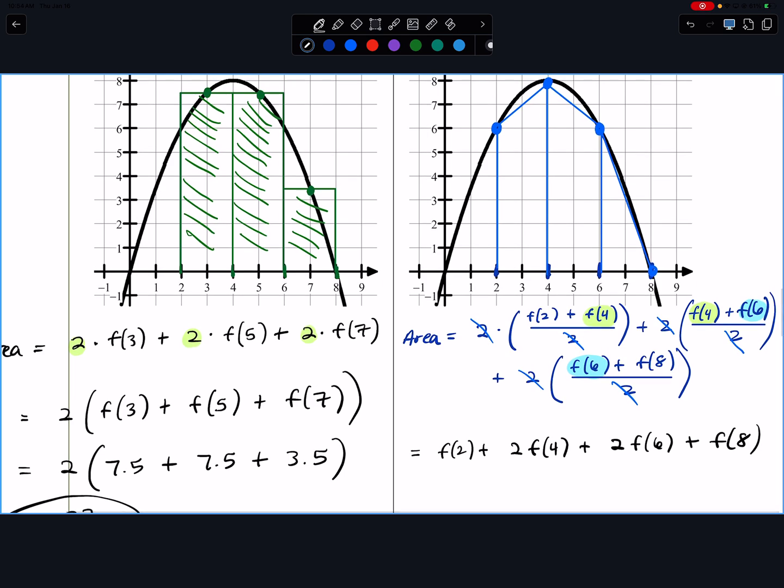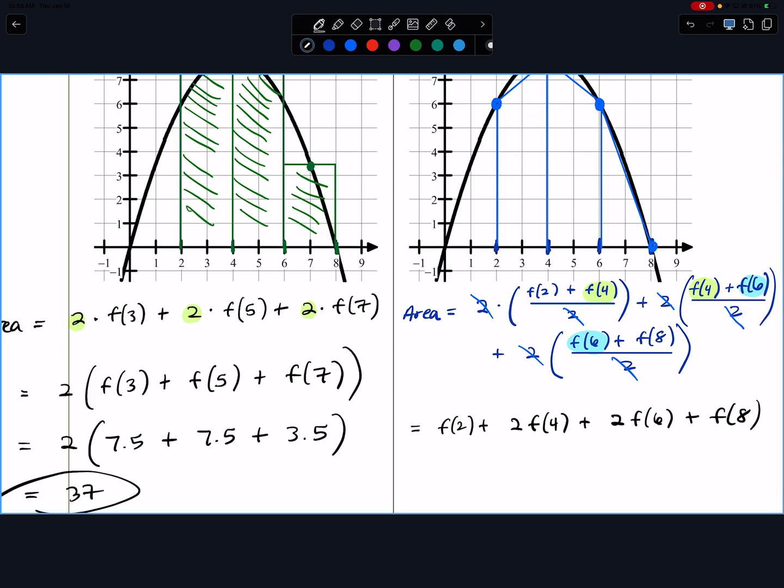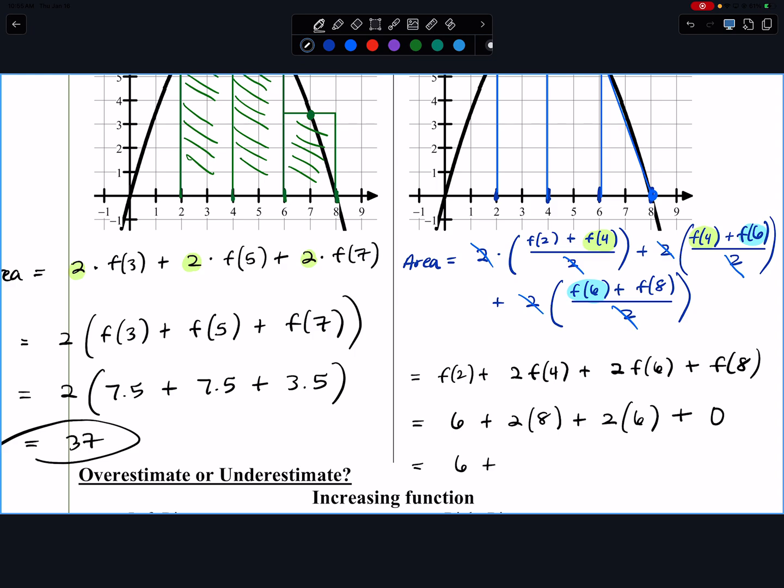So in the last problem, we had to plug it into our function. Do we have to plug it into our function for this problem, or are all the values nice? They're nice. What's f of 2? So this is going to be 6 plus 2 times 8 plus 2 times 6 plus 0. So 6 plus 16 plus 12 is 34.